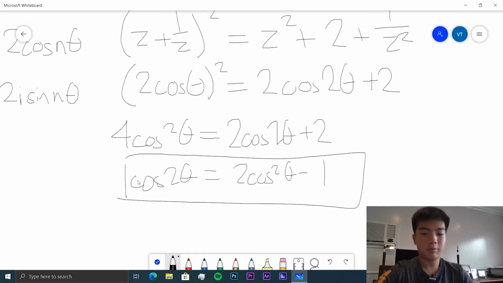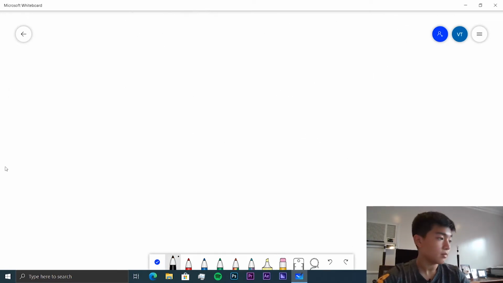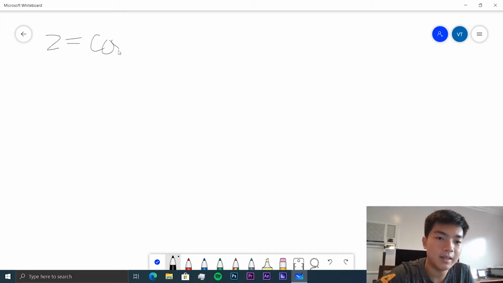So let's jump into some questions regarding that. So first, we need to use mathematical induction to find, okay, fine. No, I want to do the even ones. So we need to let z is equal to cosine theta plus i sine theta.